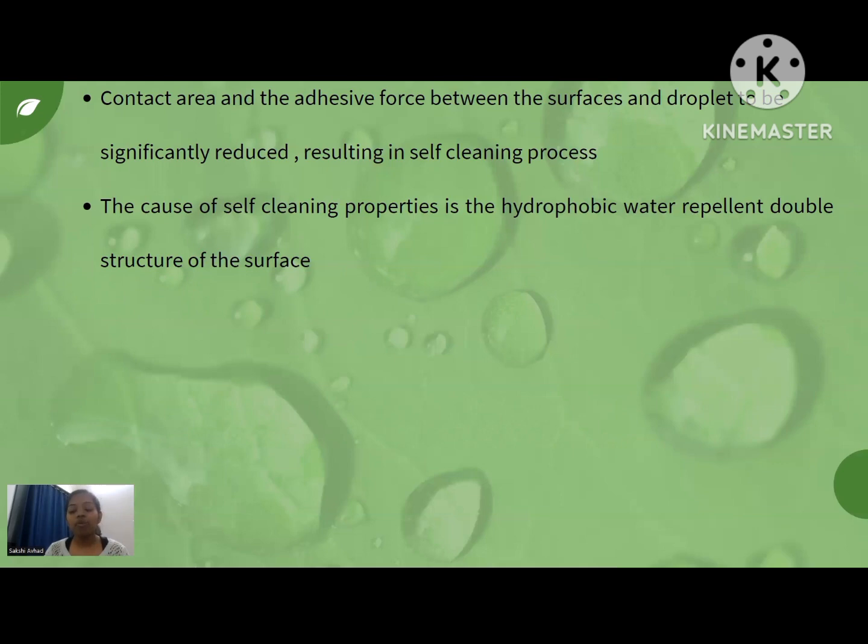Lotus leaves have hydrophobic properties. We all know that hydrophobic means it repels water, and it becomes easy for water to slide down. Because of this, it results in a self-cleaning process. This is a very important point of today's topic. For explaining it in detail, I would like to hand over this presentation to Isha.